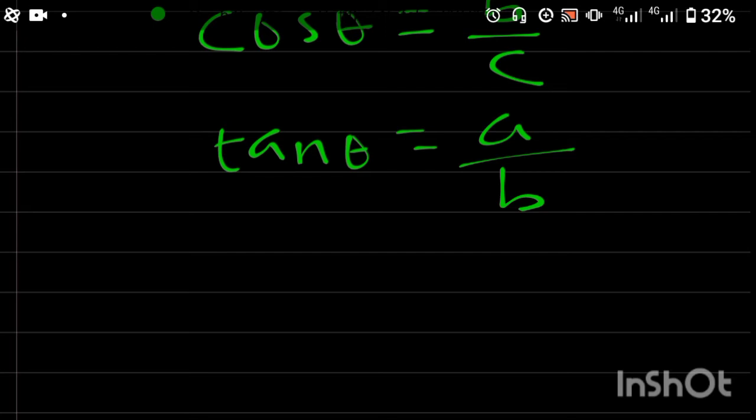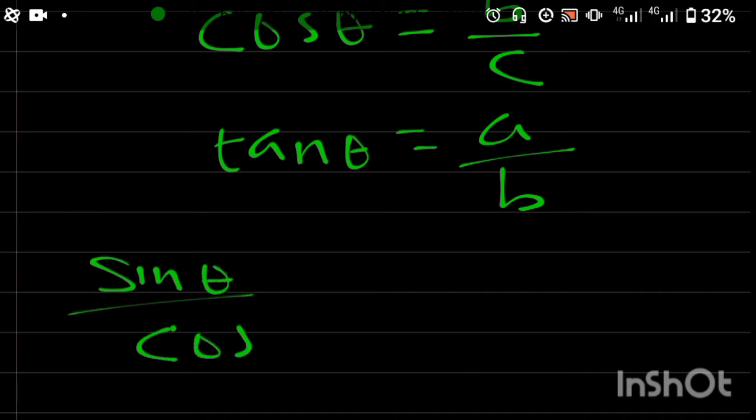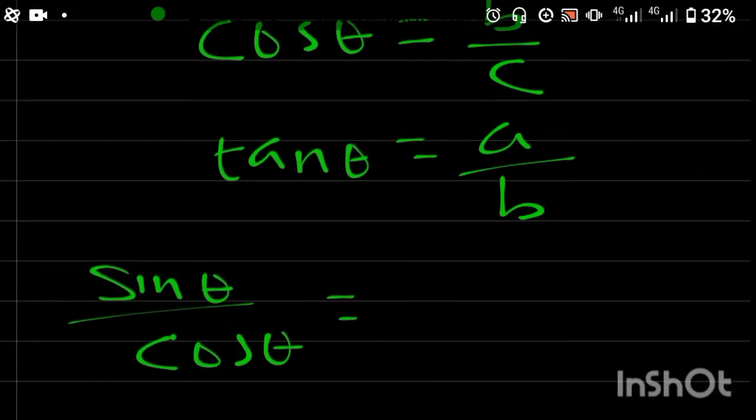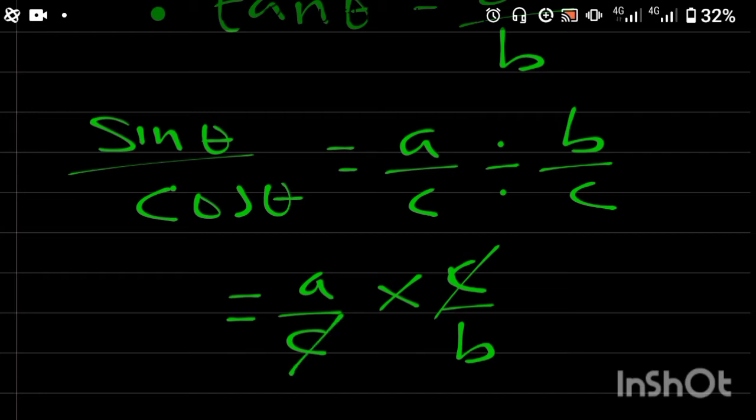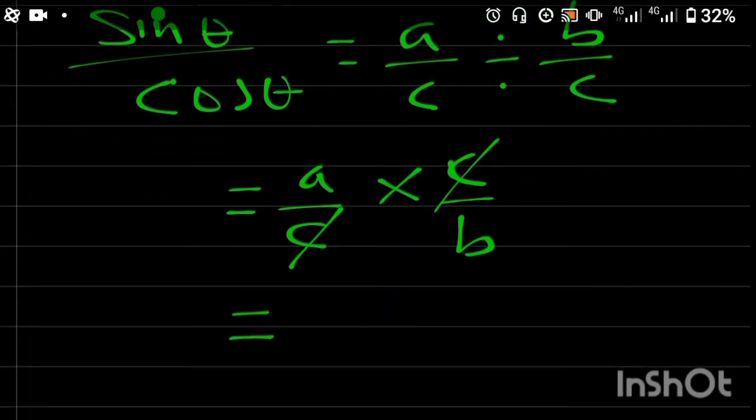Let's evaluate sin theta divided by cos theta. What is our sin theta? A over C, divided by our cos theta, which is B over C. This is the same thing as A over C times C over B. C and C will cancel. Therefore, I have sin theta over cos theta equal to A over B.